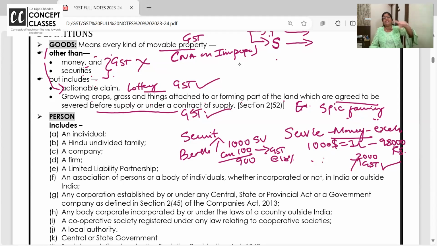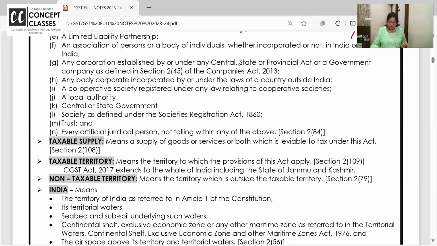Money, securities, directly no GST. Services related to money and securities, yes GST. Okay? Let's go.